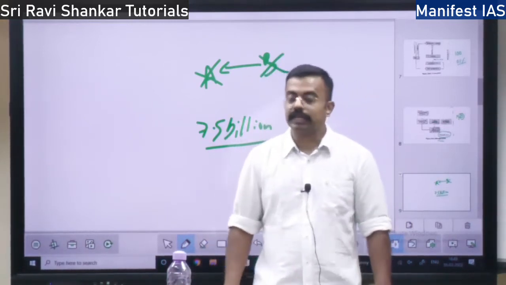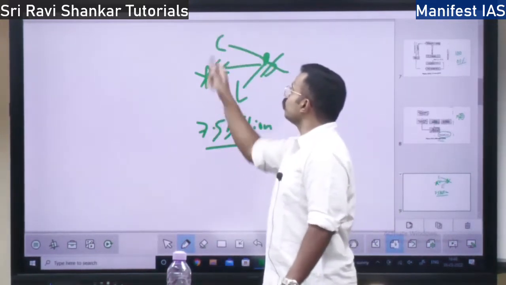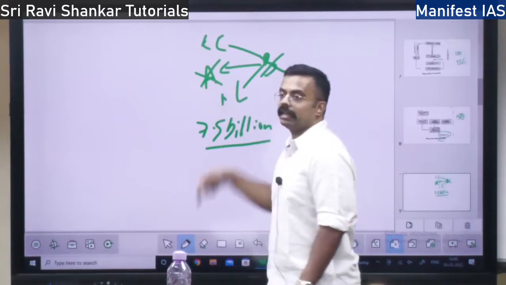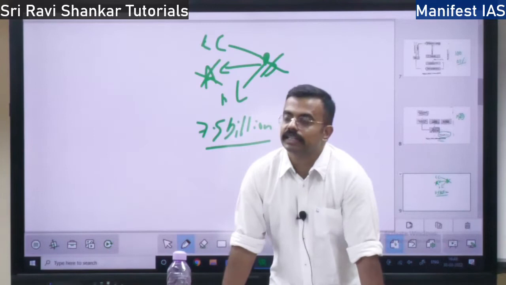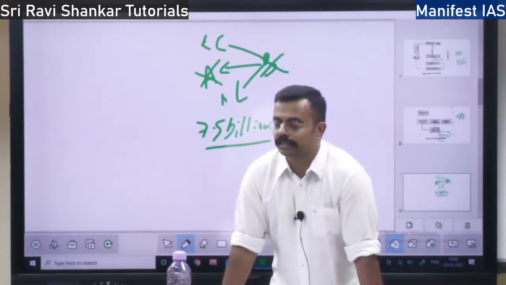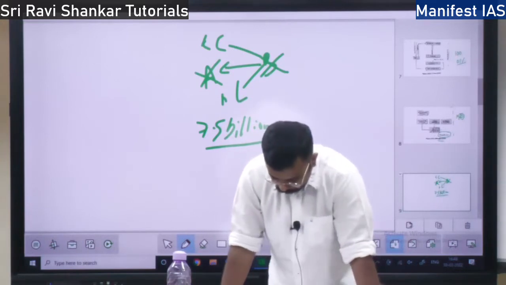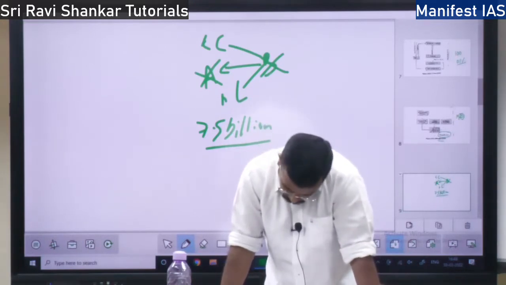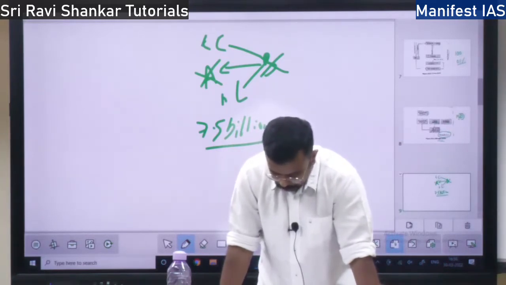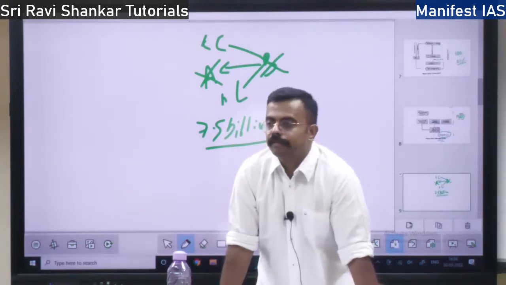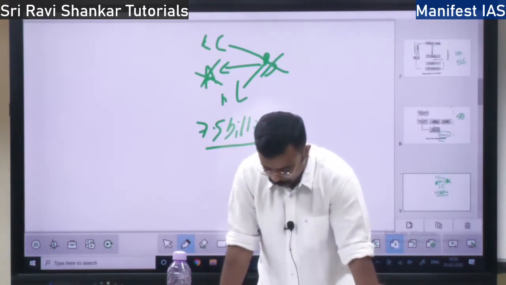So there should be diversity. Animal B should be dependent on various animals. So even if A goes off, it can depend on C or D, right? So there should be proper diversity. When diversity is there, in the ecology, there is stability, right? Okay. So the number of herbivores, carnivores, they should be very high. So all the types of animals and plants should be very high in order to promote the diversity.